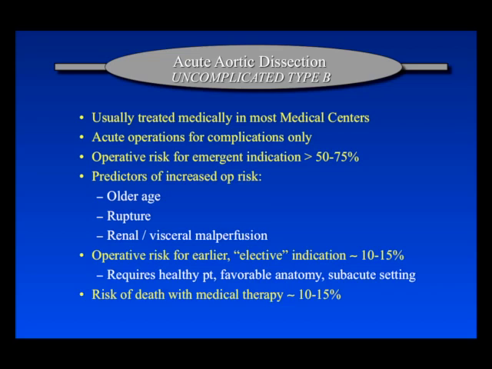Uncomplicated type B dissections are usually treated with medical therapy in most centers. Acute operations are for complications only. The operative risk for emergent indications can be 50 to 75%. Predictors of increased operative risk include older age, rupture, and renal or visceral malperfusion. Some centers have championed operative early elective indications for replacement, but this requires a healthy patient, favorable anatomy, and probably a subacute setting. The risk of death with medical therapy is about 10 to 15% in most studies.